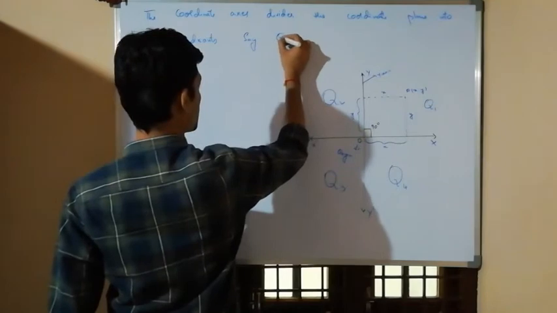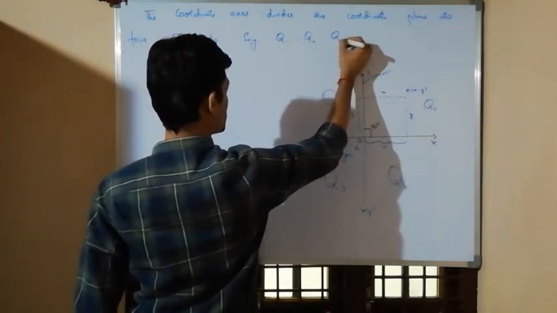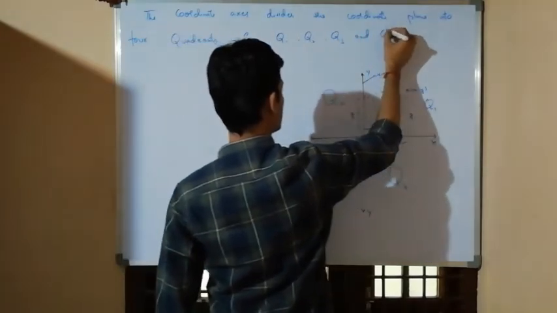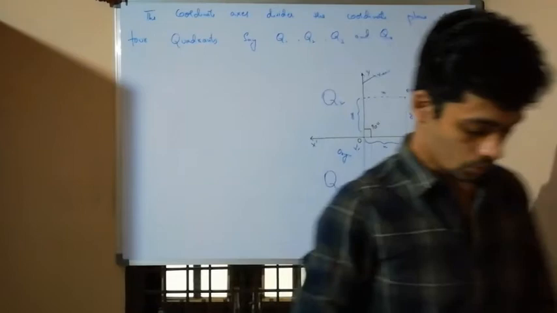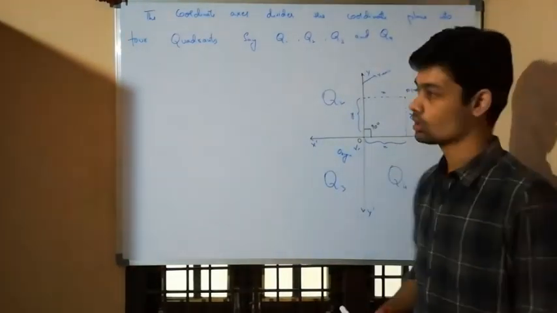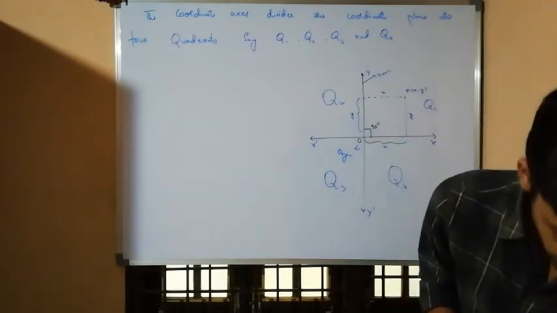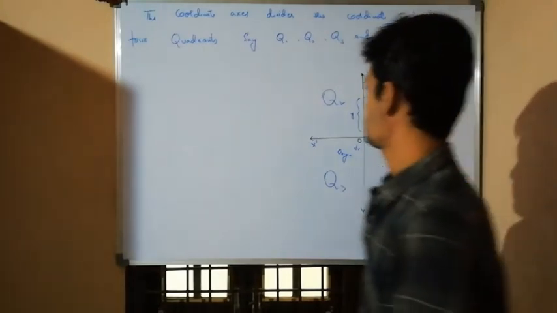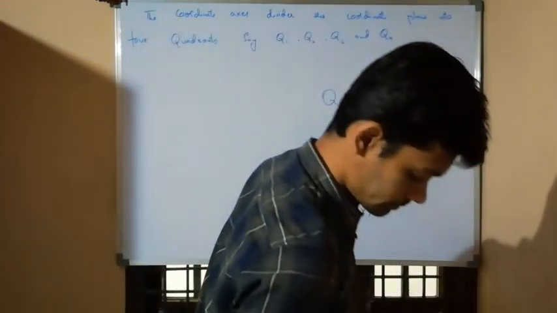Say Q1, Q2, Q3 and Q4. Now let us write some of the properties using this one.